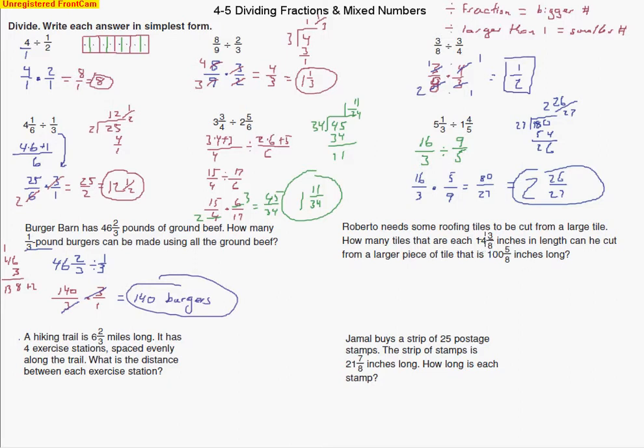Well, we divide by the one that we want. So we want tiles that are 14 3/8 inches long into the bigger one, which is 10 5/8 inches. So 10 5/8 inches divided by 14 3/8. This will tell us how many tiles we're going to end up getting.